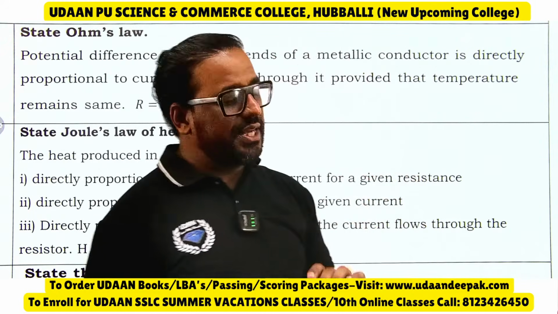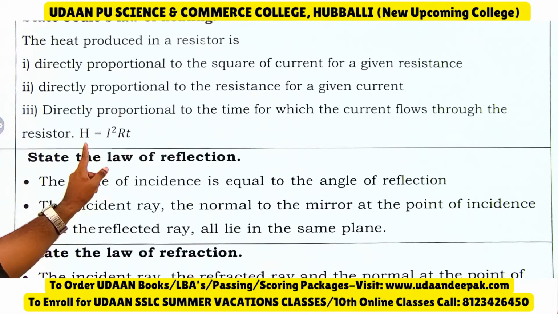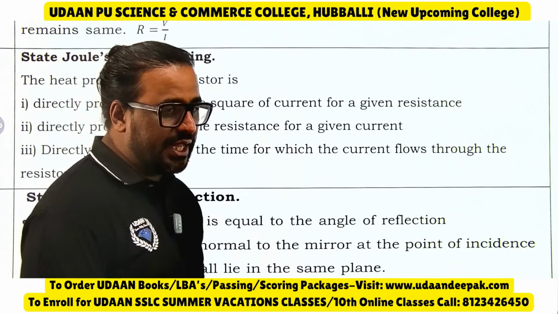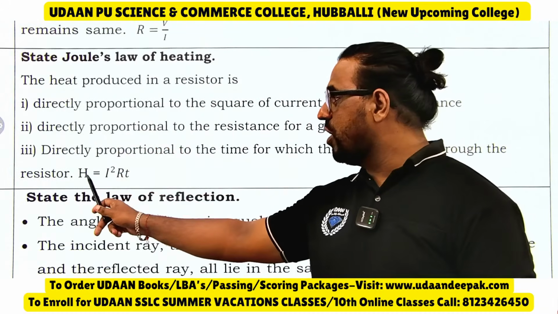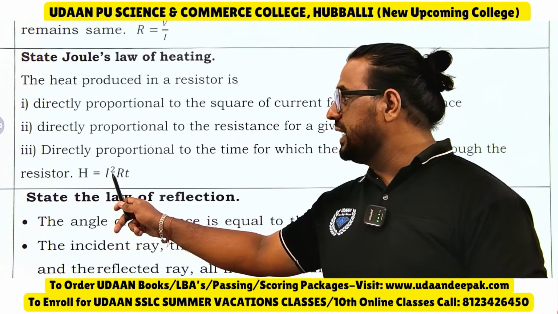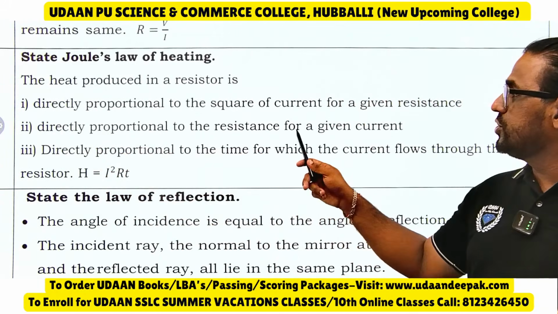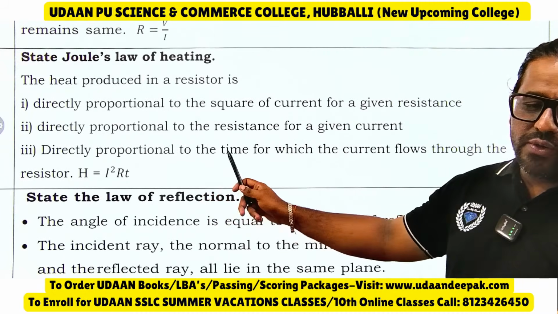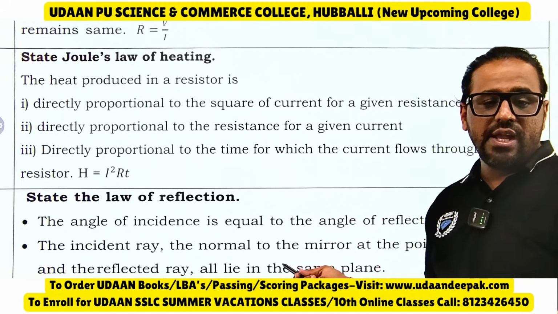Okay, yes. Next one, Joule's law of heating. For Joule's law of heating, everyone should first write the formula H is equal to I square RT. So the heat produced in the conductor, so H is what? Heat. The heat produced in the conductor is directly proportional to square of current. Heat produced is directly proportional to resistance for a given current, and the heat produced is directly proportional to the time for which the current flows through the circuit.